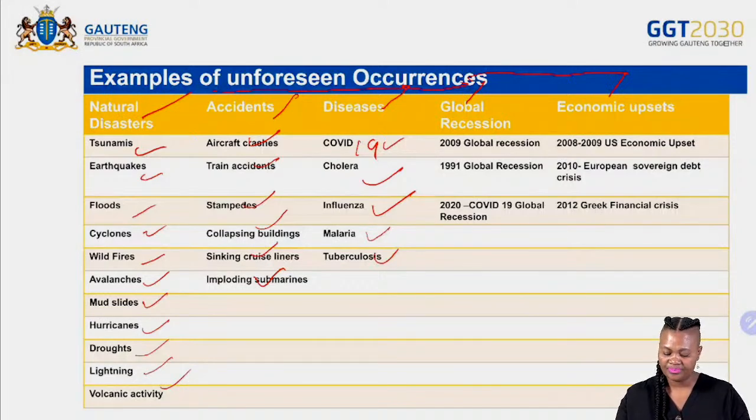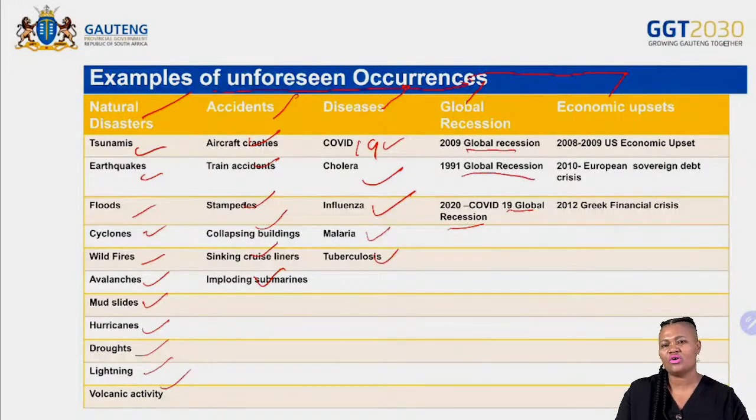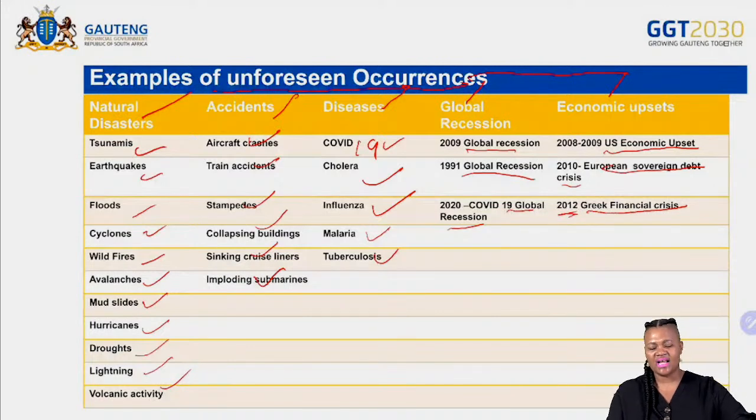And then global recession, we've got the 2009 global recession, the 1991 global recession, and the 2020 COVID-19 global recession. Remember, when we refer to global recessions, it's an economic concept where the economies globally are not performing, with high rates of unemployment and high rates of inflation. So we do have global recessions and we regard them as unforeseen occurrences. Then you've got economic upsets, meaning that economies maybe are not doing so well. Like 2008, 2009, there was the US economic upset. In 2010, you had the European sovereign debt crisis, and in 2012, you had the Greek financial crisis. So anything that has got to do with the economy being upset, not going well, could be categorized as an economic upset, as an unforeseen occurrence.